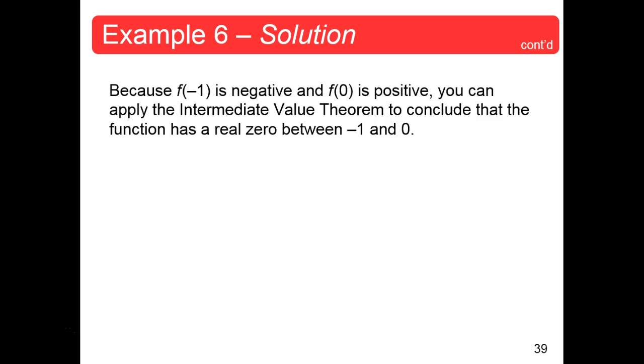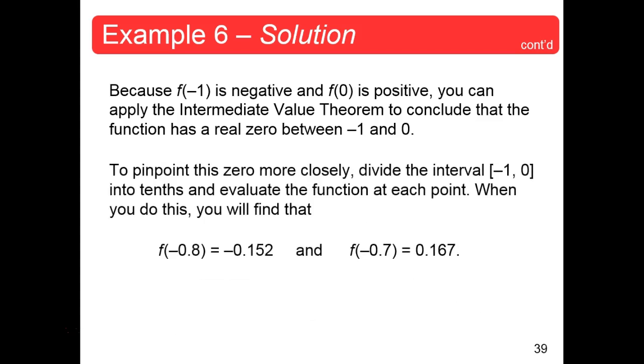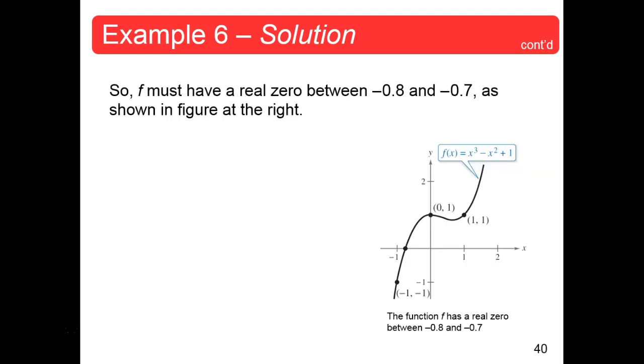Because f of negative 1 is negative and f of 0 is positive, you can apply the intermediate value theorem and conclude there has to be a real 0 between negative 1 and 0. To pinpoint this, then just pick something in between. They went right to negative 0.8. f of negative 0.8 was negative 0.152, I think we got that, and f of negative 0.7 was positive 0.167. So we know it's between negative 0.8 and negative 0.7. Hey, we learned that too, didn't we? And so it has to be between the two.